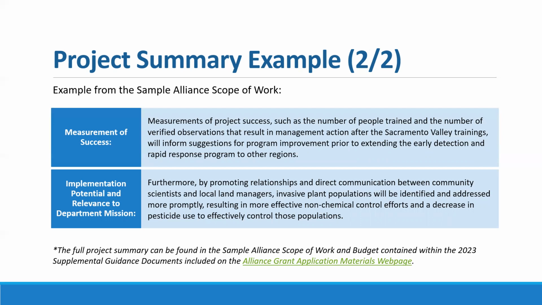So furthermore, by promoting relationships and direct communication between community scientists and local land managers, invasive plant populations will be identified and addressed more promptly, resulting in more effective non-chemical control efforts and a decrease in pesticide use to effectively control these populations. So again, the full length of these project summaries is available on our website. Again, it's very similar to what we read in the abstract on these previous slides, but with a little more information and a little more detail. But it's very key that these are still intended for a general audience.